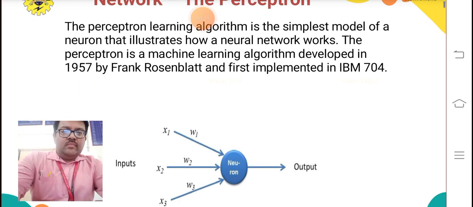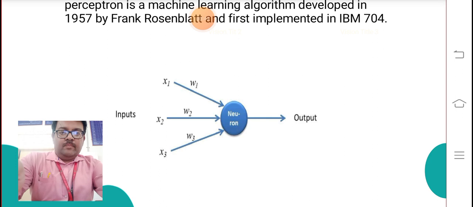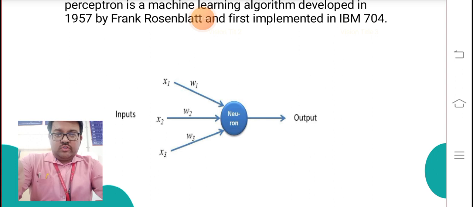Perceptron learning algorithm is the simplest model of neuron that illustrates how a neural network works. The perceptron is a machine learning algorithm developed way back in 1957 by Frank Rosenblatt, and it was first implemented by IBM 704. So you can see the diagram or the structure of perceptron. There is a neuron, and the neuron gets different inputs x1, x2, x3, and each input has its own associated weights w1, w2, w3, and there is an output. So this is the simple model of perceptron.